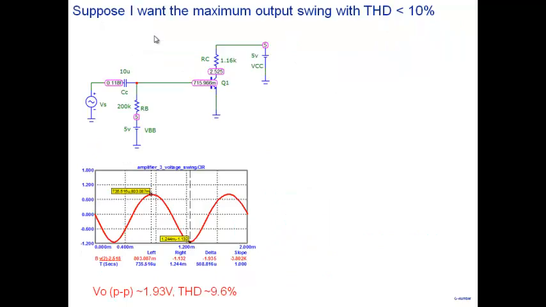Now the other thing is, suppose somebody says my application requires a 10% harmonic distortion. I cannot have, for this application, my harmonic distortion should not be more than 10%.